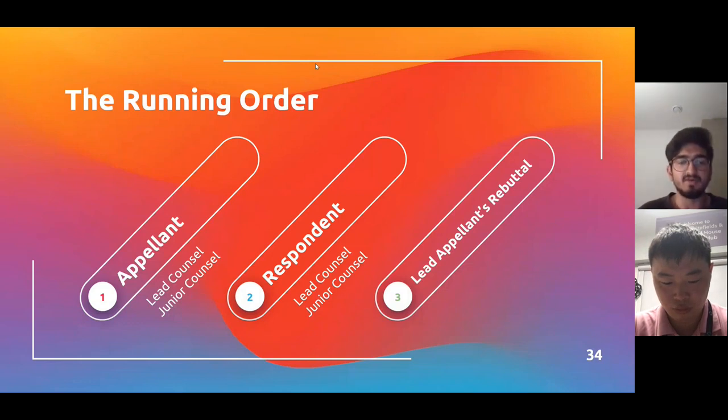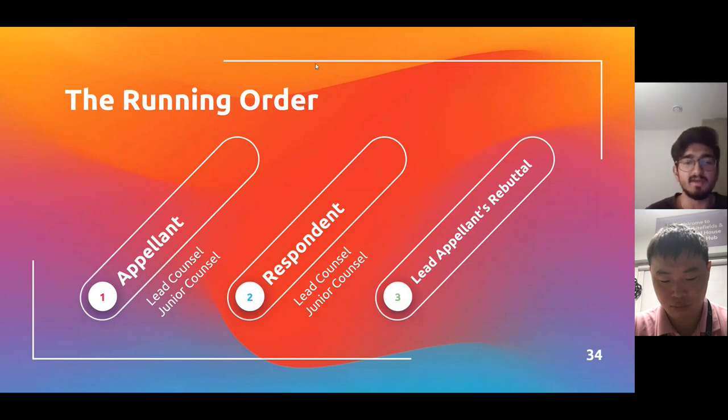Once the appellants have submitted their arguments, normally it will then go over to the respondents. And again, it runs in that same order. The lead counsel will give their submissions first, pertaining to the first round of appeal, followed by the junior counsel, who will deliver their arguments relating to the second round of appeal.